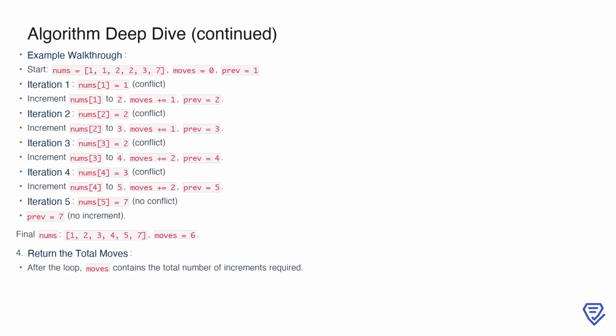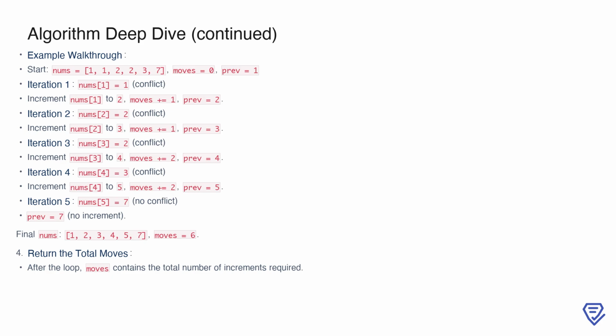To understand this process better, let's walk through an example. Starting with the sorted array 1, 1, 2, 2, 3, 7, we initialize moves to 0 and previous to 1. In the first iteration, the second element is also 1, which creates a conflict. To resolve it, we increment the value to 2, add 1 to moves, and update previous to 2. Moving to the next element, which is 2, we have another conflict because it's not greater than previous. Here, we increment the value to 3, add 1 to moves, and update previous to 3.